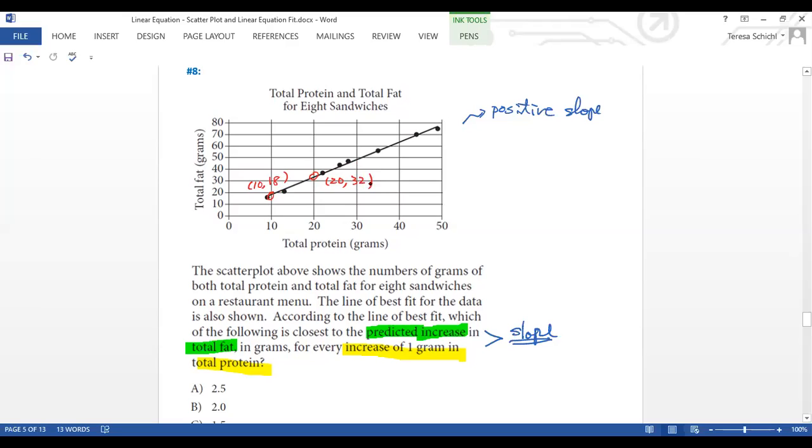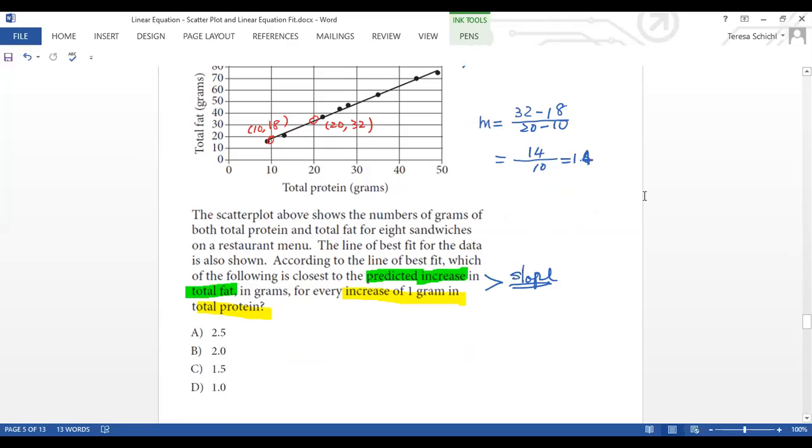So remember, when you try to find the slope, you can choose any 2 points. Then the slope here will be 32 minus 18 over 20 minus 10. So I'm going to have 14 over 10, which is 1.4. So you look for your answers here. The one closest to 1.4 is 1.5, because those values are a little bit of a guess. That's why you choose the closest one. So 1.5 is the answer here.